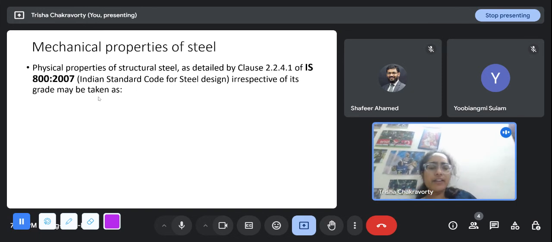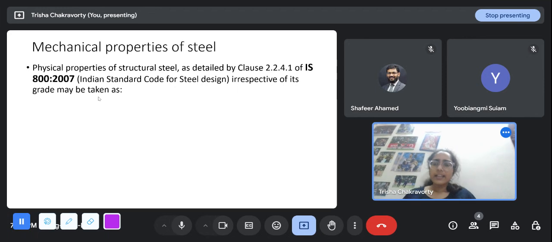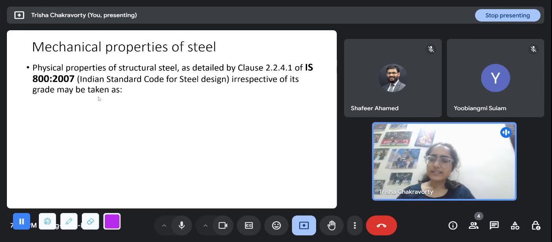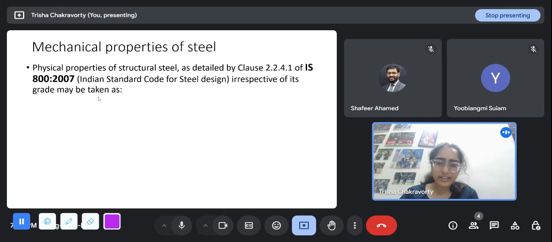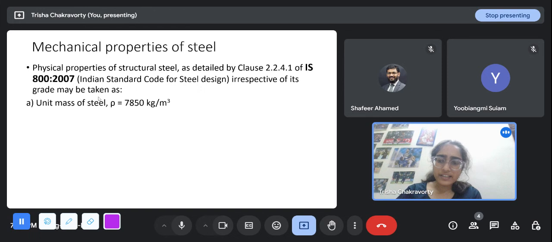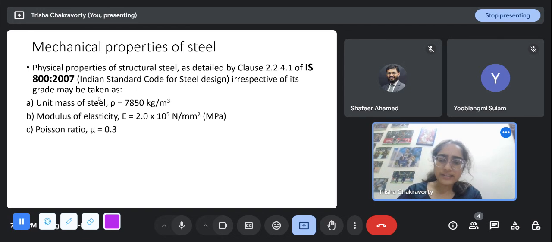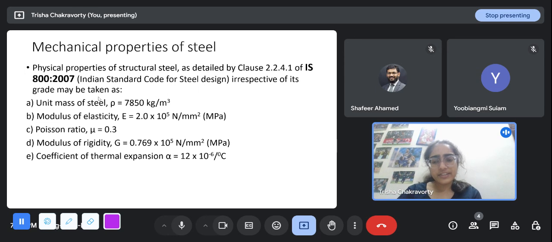These are the five mechanical properties of steel that the Indian Standard Code for Steel Design, IS 800:2007, gives, irrespective of grade. The grade is generally defined by its yield strength, but irrespective of grade, these five: the density, modulus of elasticity, Poisson's ratio, modulus of rigidity, and the coefficient of thermal expansion alpha. These are the values that you'll gradually get to remember anyway when you solve problems. Probably you already remember these.